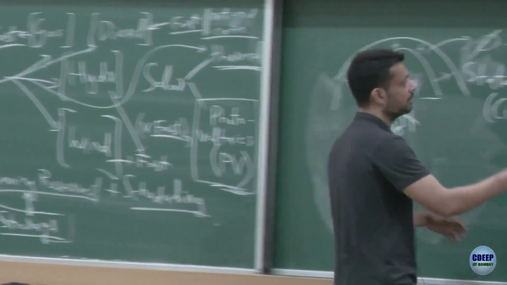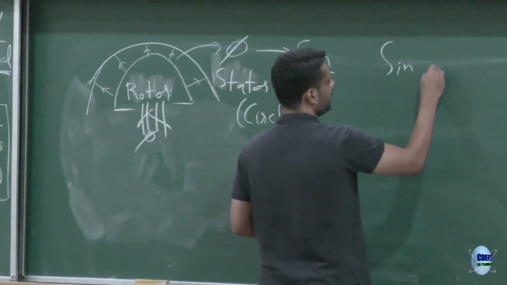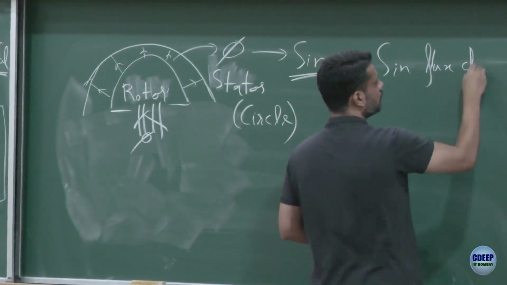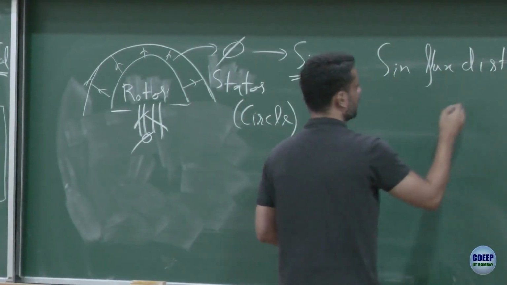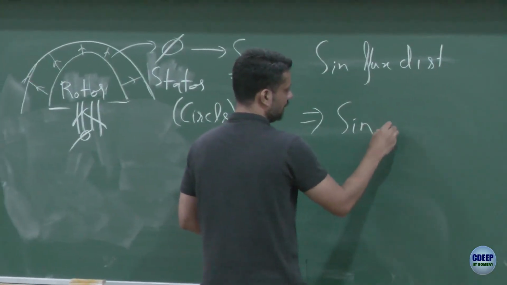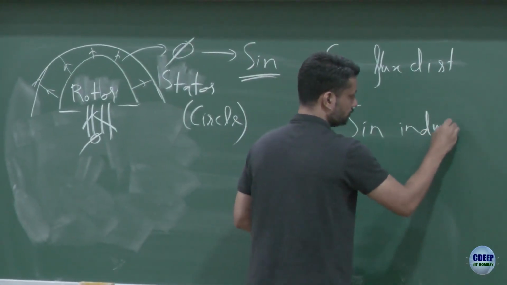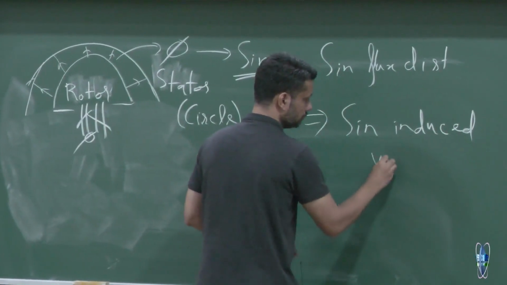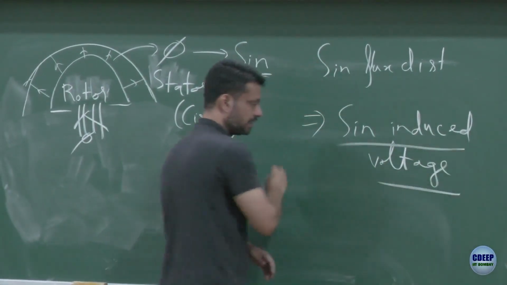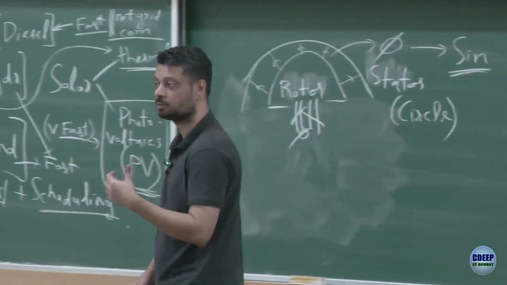So here you get sine flux distribution in air gap leading to sine voltage, right. We will do the derivation in the next class hopefully, but is this part clear?